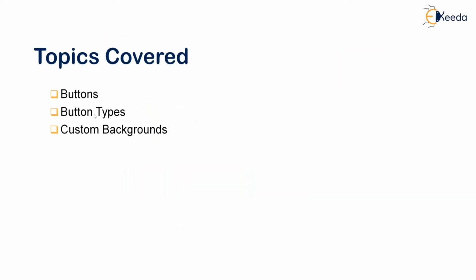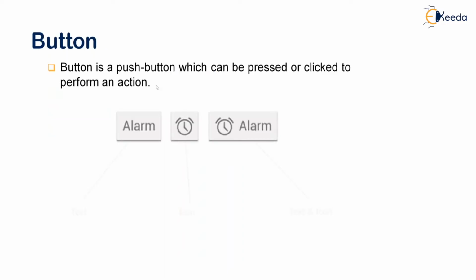So what are the different types of buttons available for us? How to make custom backgrounds for the buttons. A button is a view, a push button, which can be pressed or clicked to perform an action.